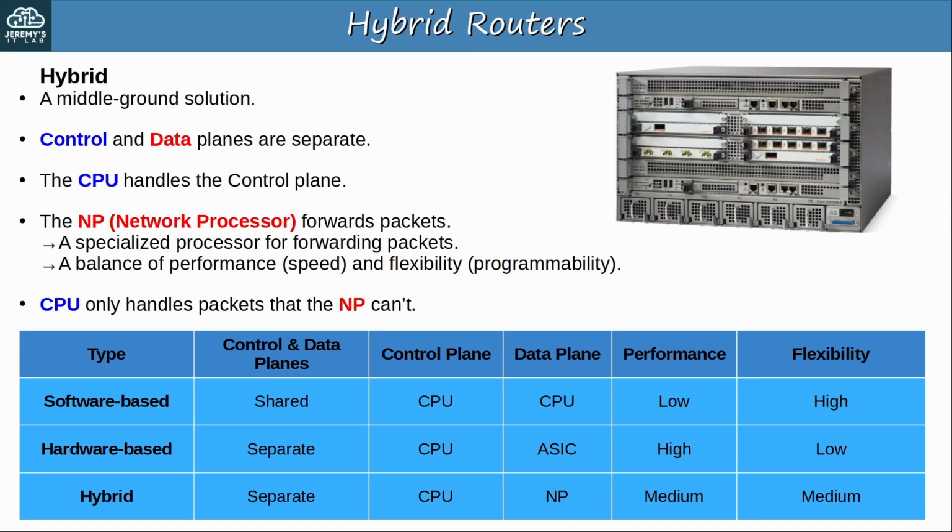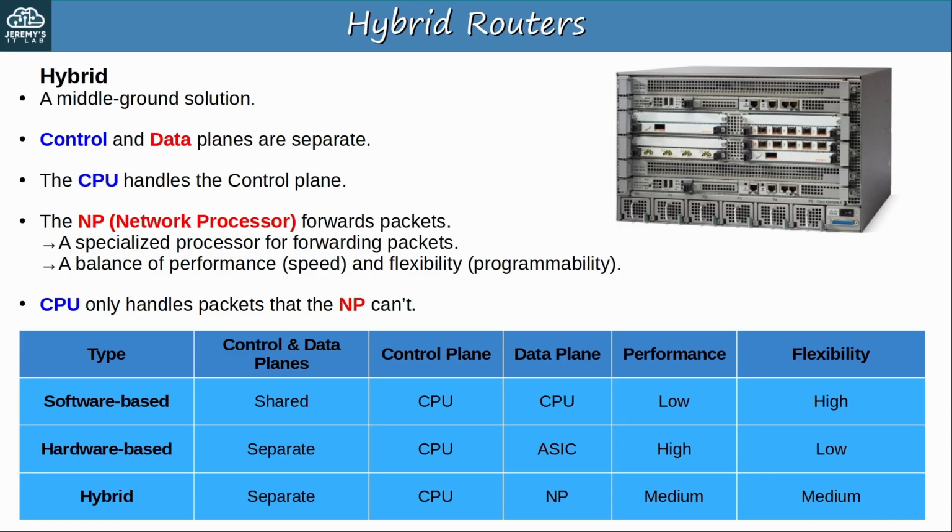Software-based routers offer relatively low speeds, but are more flexible than the others. Hardware-based routers are the opposite. Their ASICs offer much higher performance, but reduced flexibility. The ASIC hardware has to be purpose-made for forwarding packets. Hybrid routers, using network processors, are a middle ground between the two.